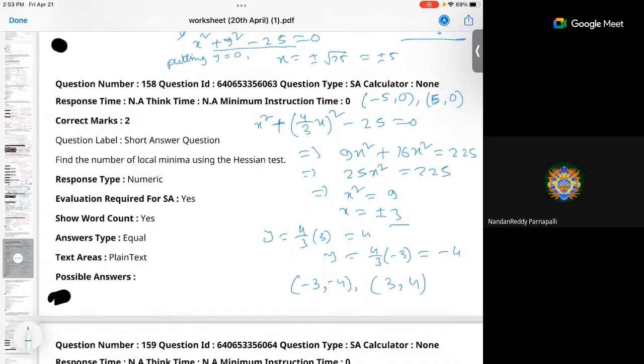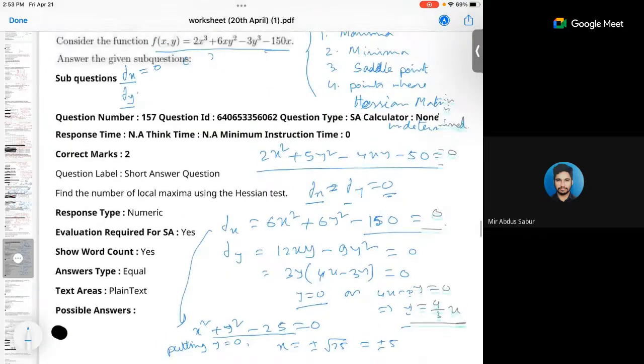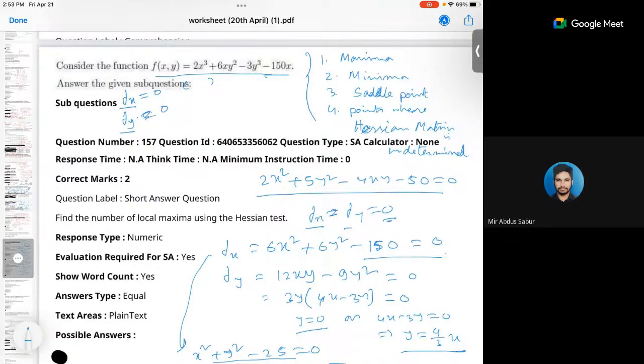Sir, is there any easy way to find the solution from the equations? No, there is no easy way. Actually, it will depend on the function. If the function is tough, then it will be tough to solve these equations. Actually, you have to equate one of them to 0, and put what you get into the other one, and by this way you can get the solution. Okay, sir, thank you.